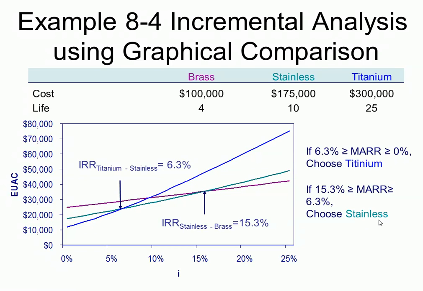Then we choose stainless, and if the minimum attractive rate of return is more than 15.3%, then we're going to choose brass. Because in this case, going with stainless, we only get 15.3%, but MARR would be larger than 15.3%, so we're not interested in investing additional money into stainless. Instead, we'll just go with brass.